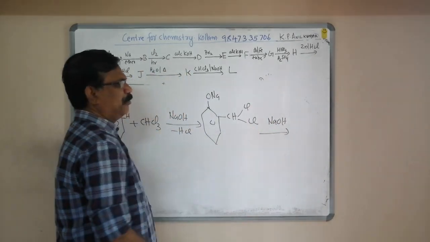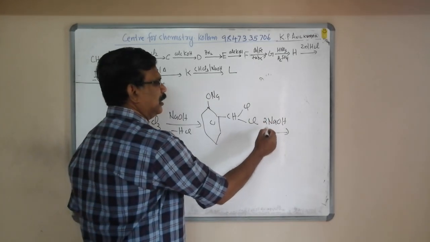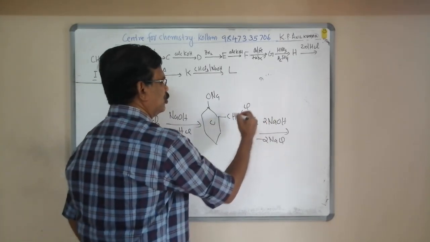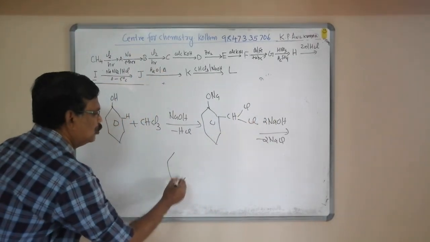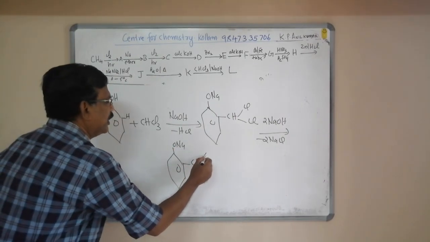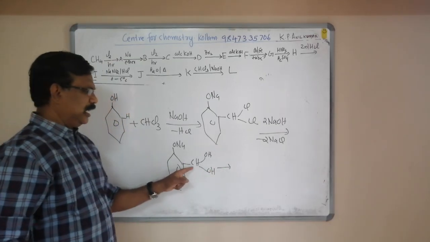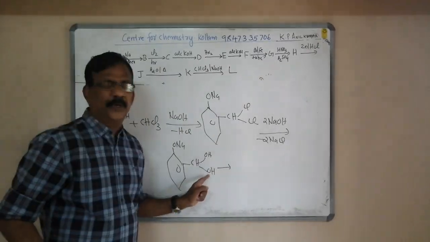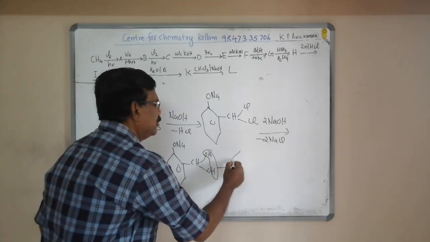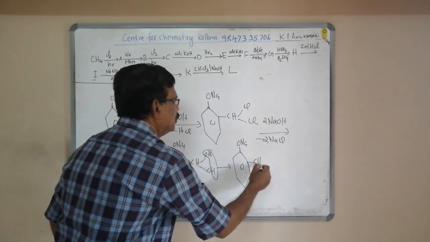Again with NaOH, the two chlorine atoms are replaced by this powerful nucleophile OH minus, 2 NaOH giving 2 NaCl. Two OH groups connect there, giving ONa and CH(OH)2. This is a highly unstable compound. Carbon is unable to accommodate two bulky OH groups, so water is removed and this part becomes CHO, the aldehyde group. So this is ONa and this is CHO.